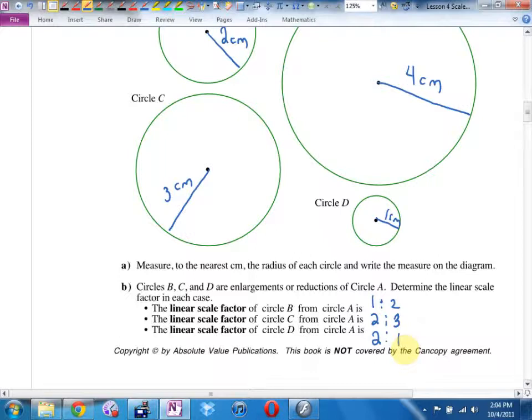Circle B, the radius is twice as big. I wonder if the perimeter is twice as big. Circle C, the radius has a 2 to 3 ratio. I wonder if the perimeter has a 2 to 3 ratio. Circle D, the radius is half as big. I wonder if the perimeter is half as big. And if that's the case, that's a fairly easy mathematical relationship to remember.